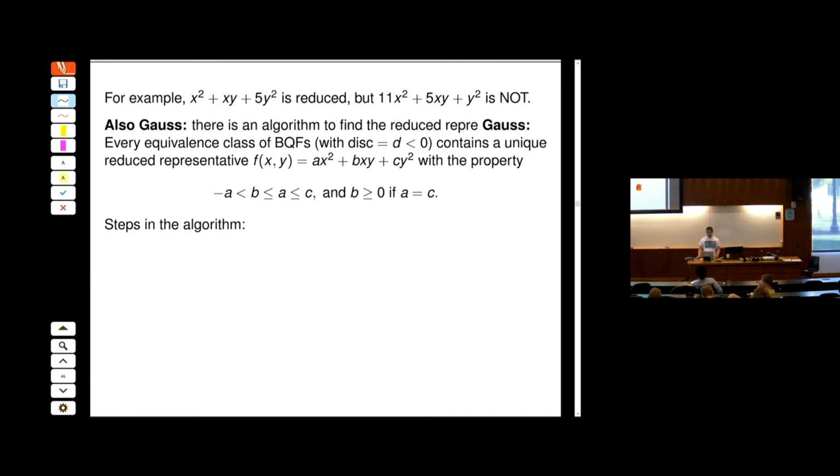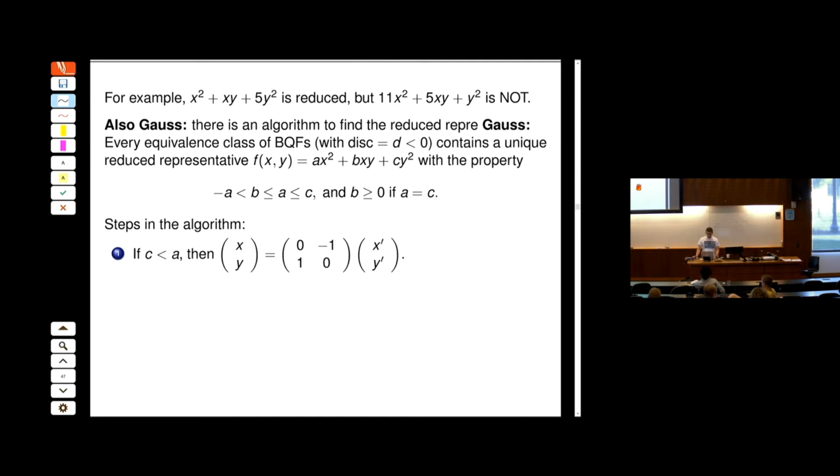So Gauss, of course, also came up with a way to find the reduced representative. So this is something that went wrong with my slide here. Gauss came up with an algorithm to find these, so he proved that there is a unique reduced representative, and he gave an algorithm. So here are the steps in the algorithm.